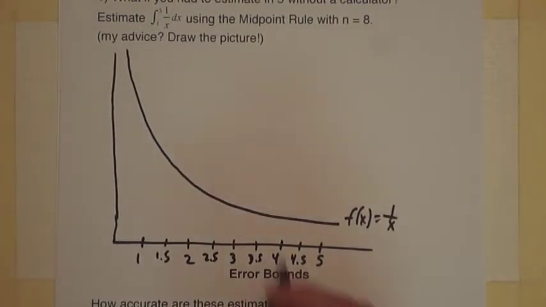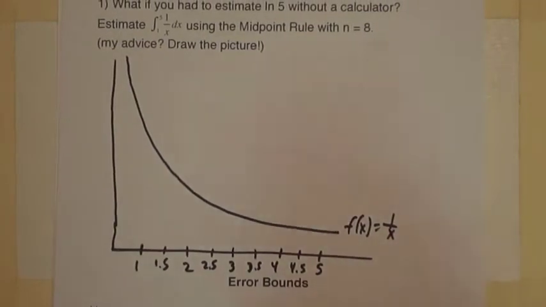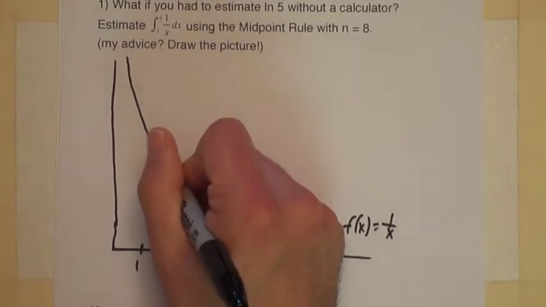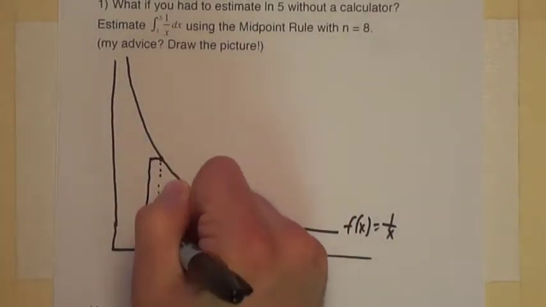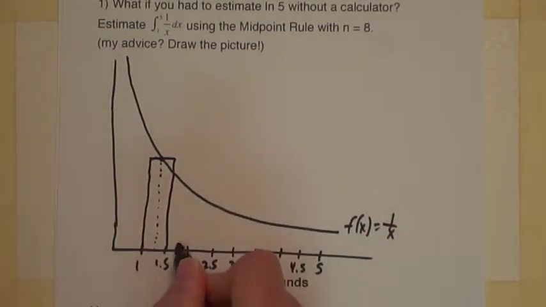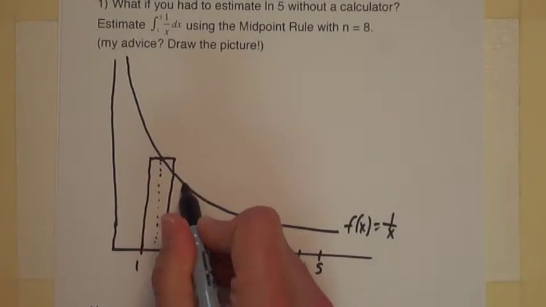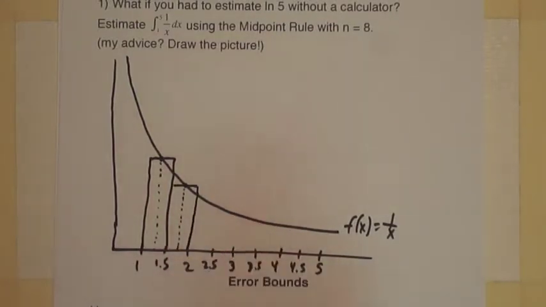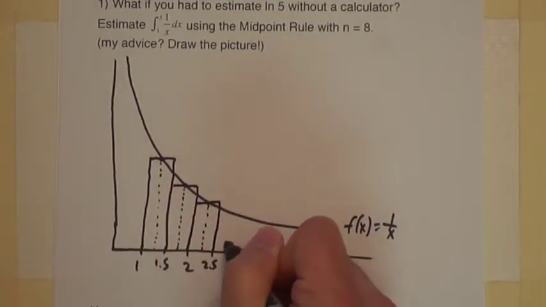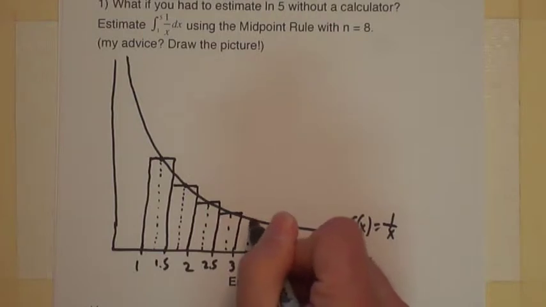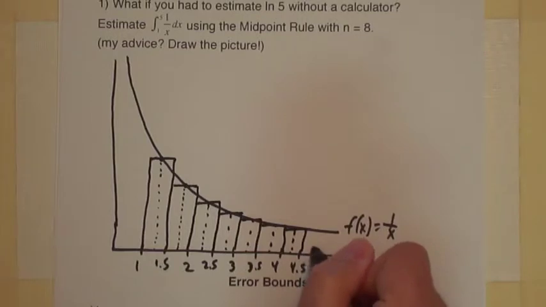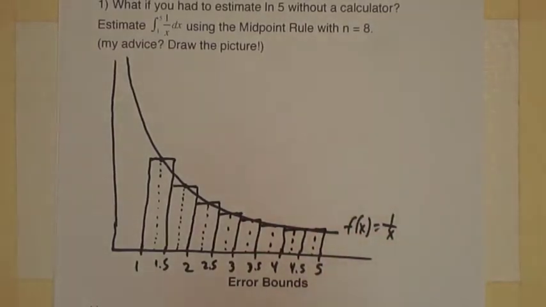So let's use the midpoint rule now. And so we go to the midpoint of each subinterval and we go up, mark a point, and then make it into a rectangle. So we take the midpoint here, go up, mark a point, and make it into a rectangle. Take the midpoint, go up, make a rectangle. And if we do that for all of these intervals, we get this nice picture.